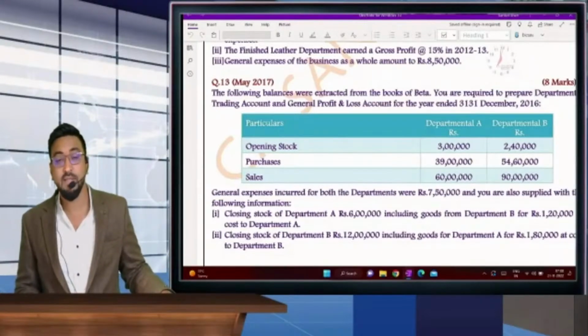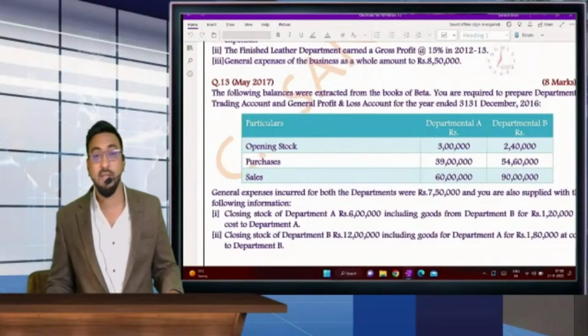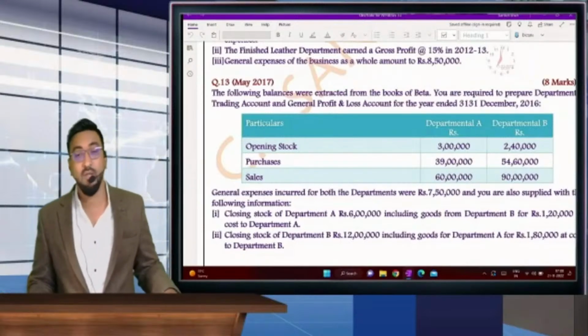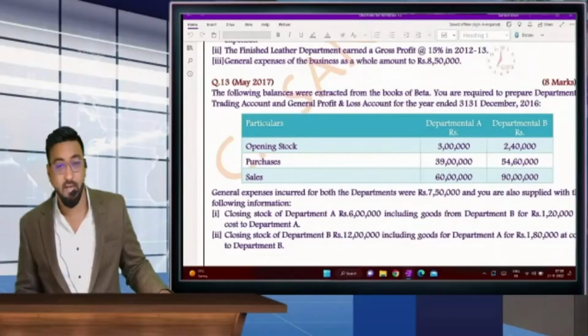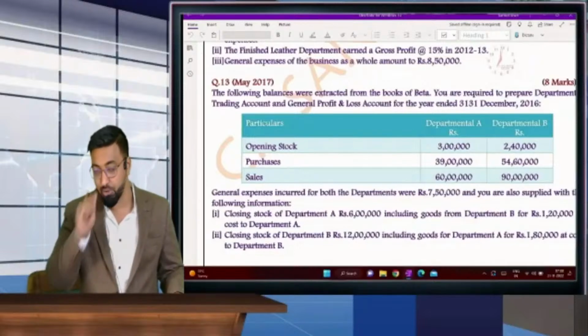Second one, modern approach: assets equal liability plus capital. Assets show a debit balance, liabilities show a credit balance, capital shows a credit balance. Income minus expenses equals profit. Income shows a credit balance, expenses show a debit balance. If there is a loss, it is a debit balance; if there is a profit, a credit balance. So it is very simple, the modern approach.